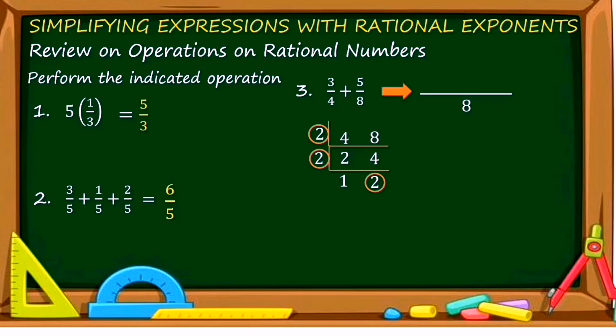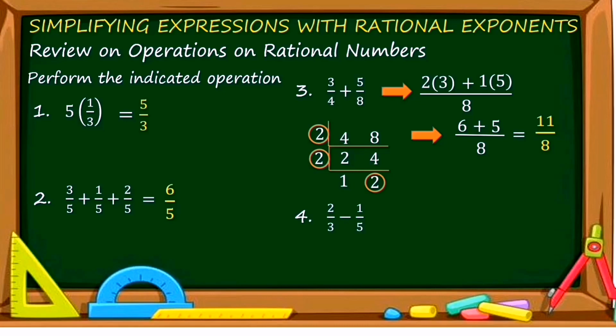So our least common multiple is equal to 8, and that will serve as our least common denominator. Then we're going to divide this denominator by each of the denominators of the rational numbers, then multiply to the numerator. 8 divided by 4 is equal to 2, times 3, plus 8 divided by 8 is equal to 1, times 5. Then simplify. 2 times 3 is equal to 6, plus 1 times 5 is equal to 5. Then copy the denominator, which is equal to 8. Then proceed to addition of numerators. 6 plus 5 is equal to 11. Then copy the denominator, which is equal to 8. So our answer is 11 over 8.